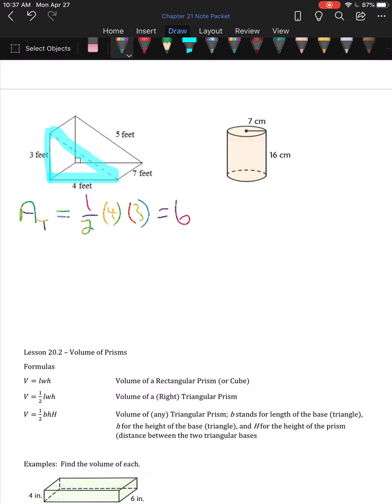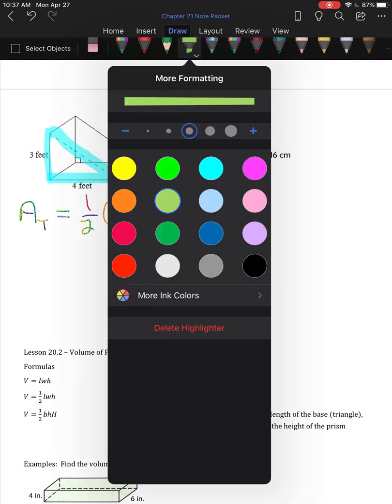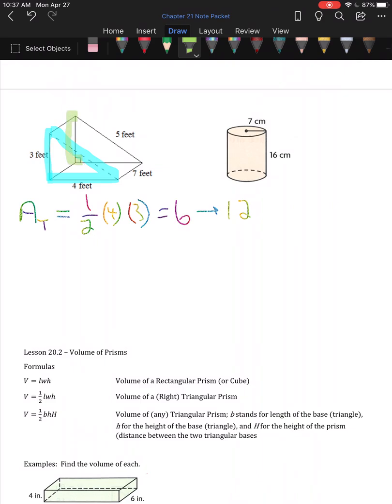Step 2 literally says to double that. And if you're wondering why I would do that, let's remember there is another triangle in the back that is identical to the front. So I've got 2 triangles that have the same area. So I only need to find it once and then I can double it.